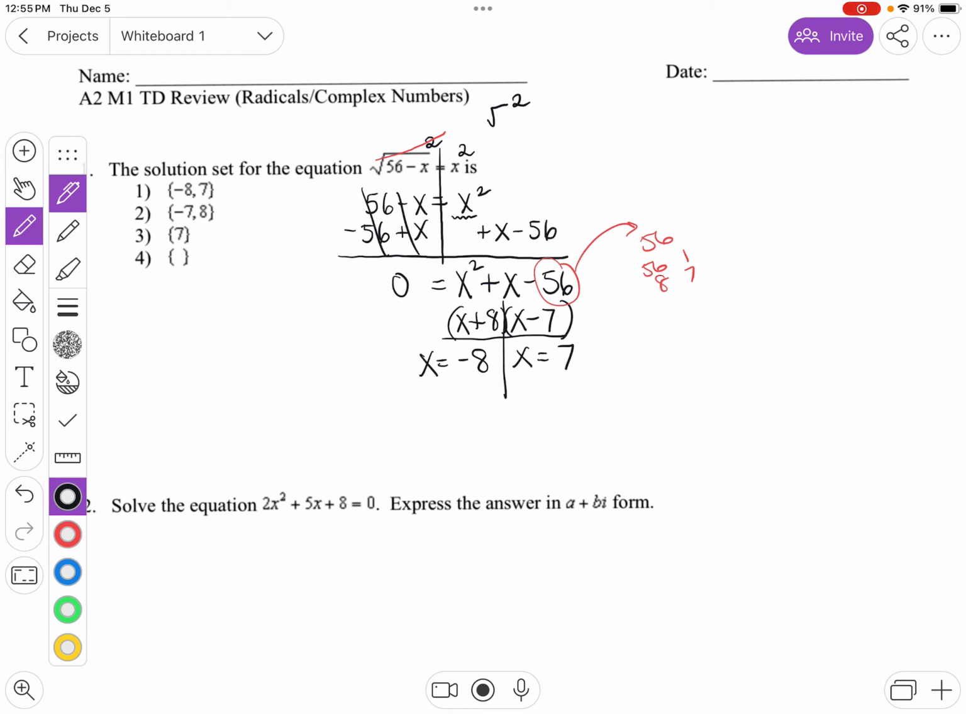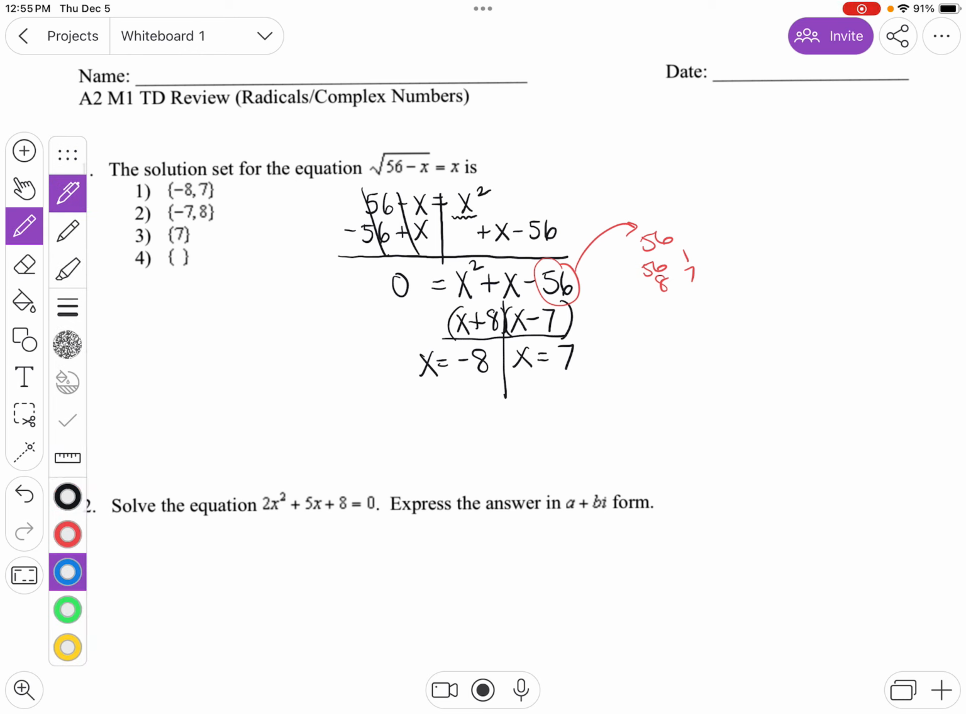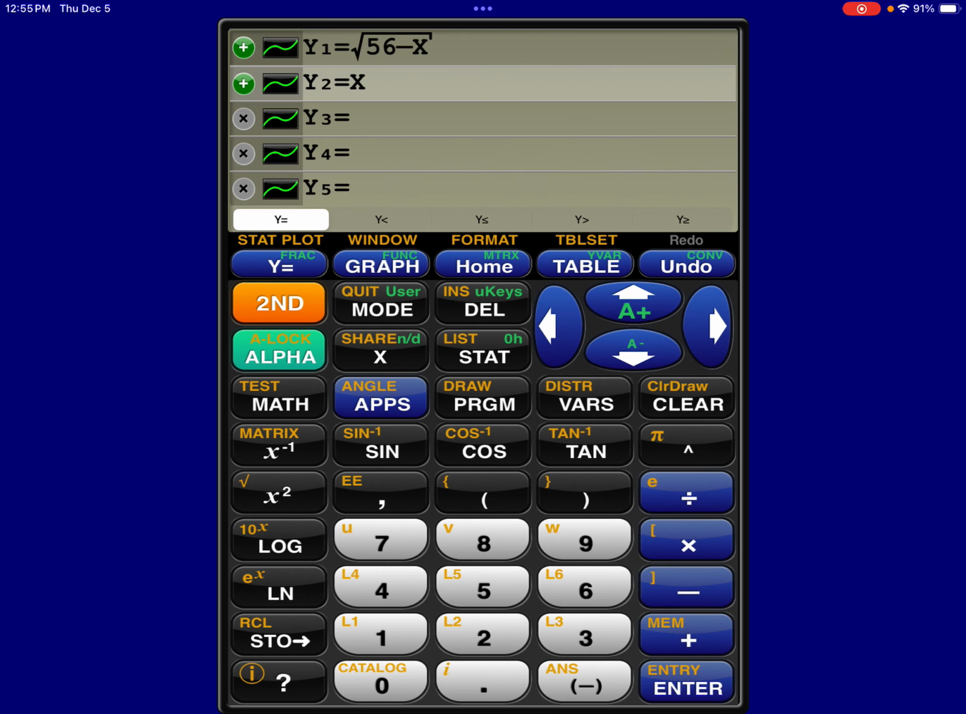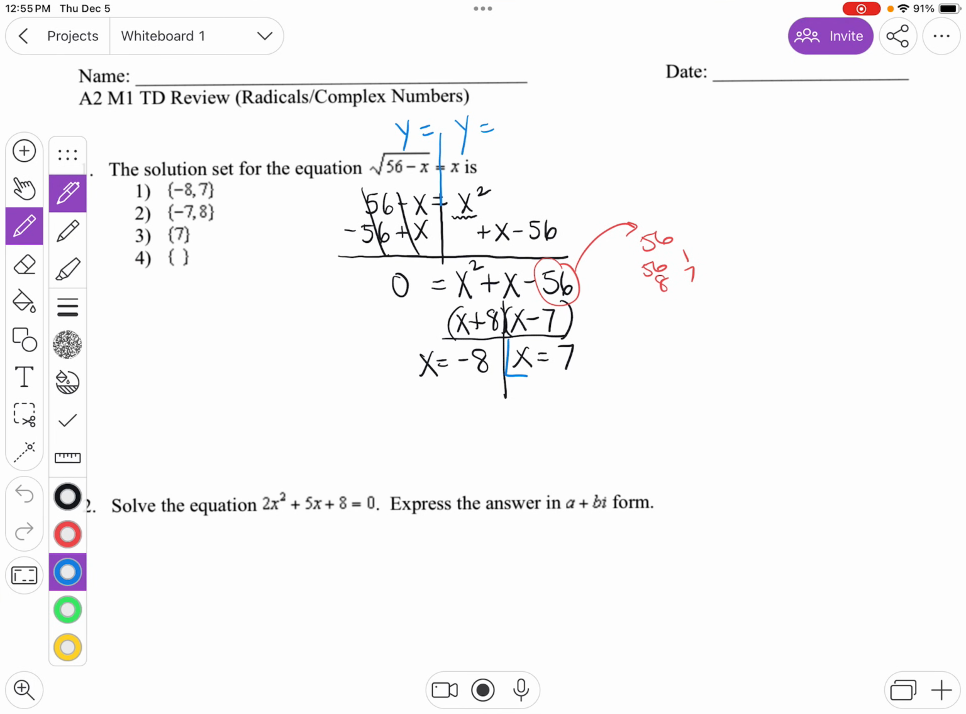And if you looked at my other review sheet, I gave you a little trick where if you go ahead and put the left side into your y equals and the right side into your y equals, you'll actually be able to tell what the answer is. So let's go to my calculator. Okay, there's my left side, there's my right side. When I go to my table, I see it right there. 7 has the same y values, so therefore 7 is the correct answer. And there it is.